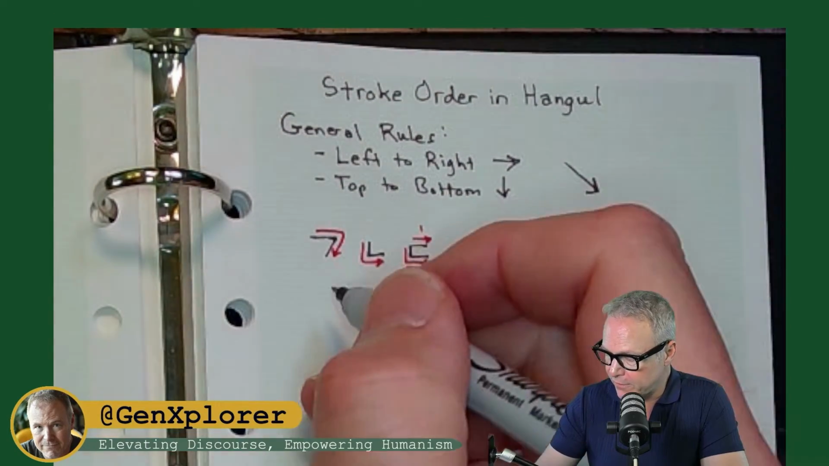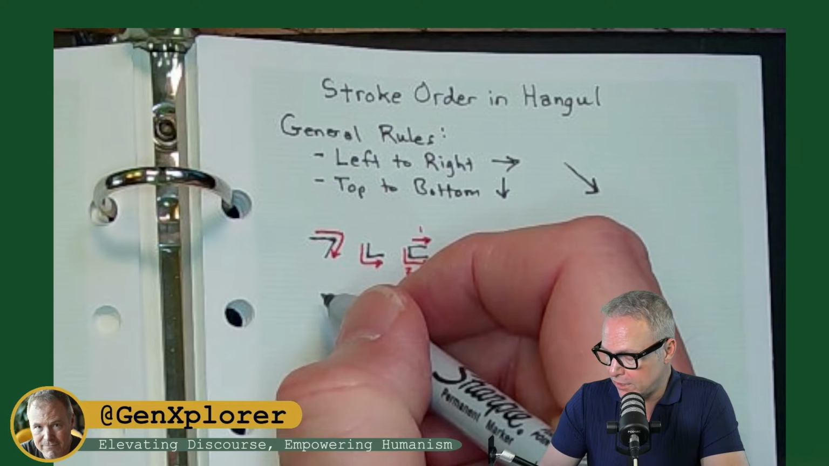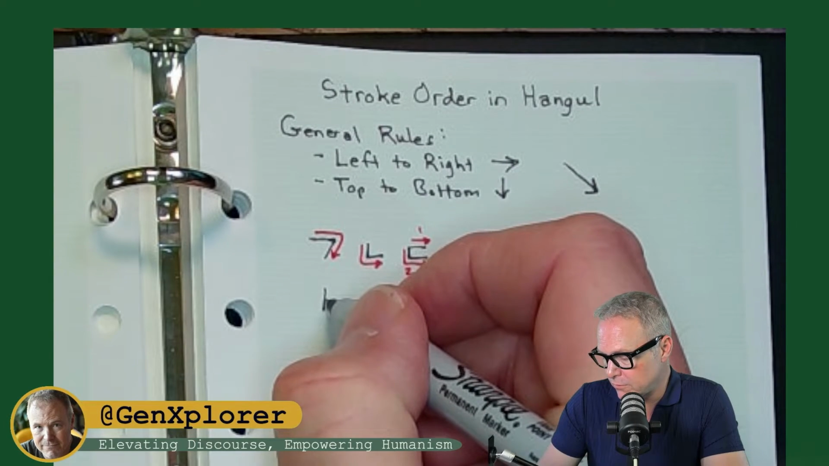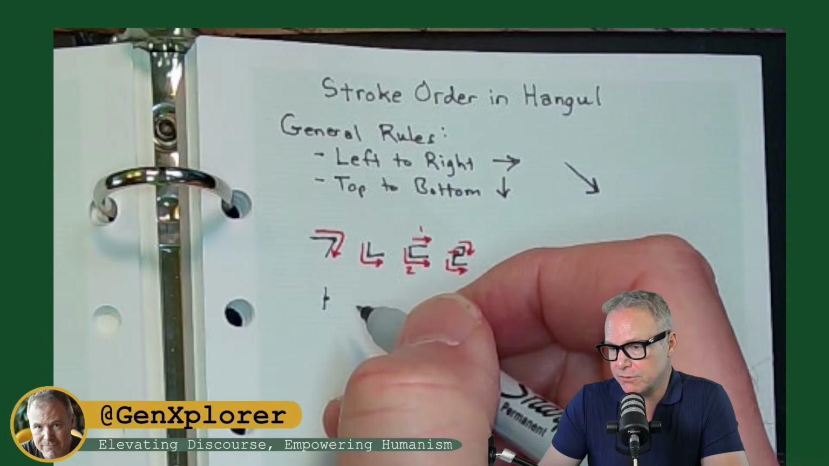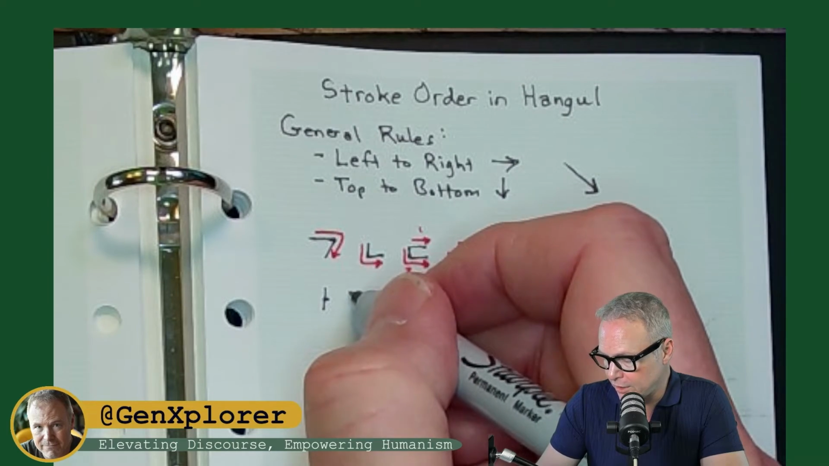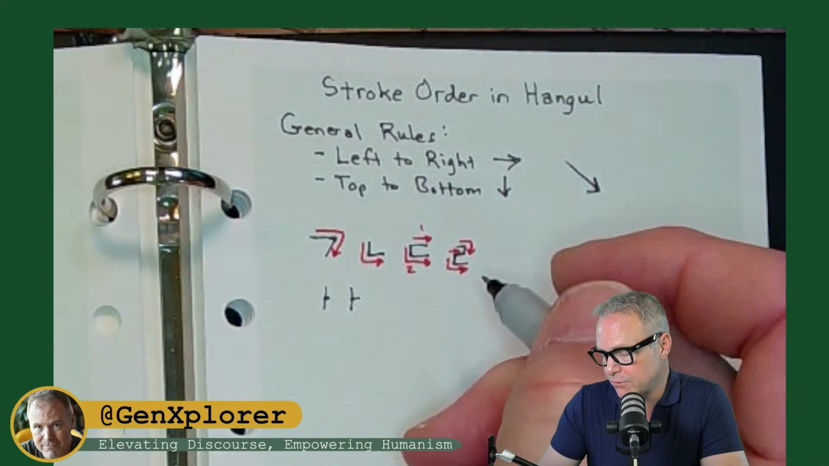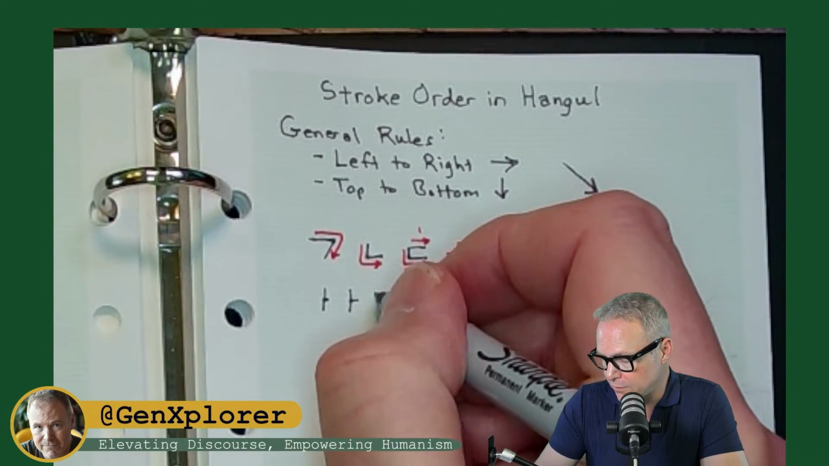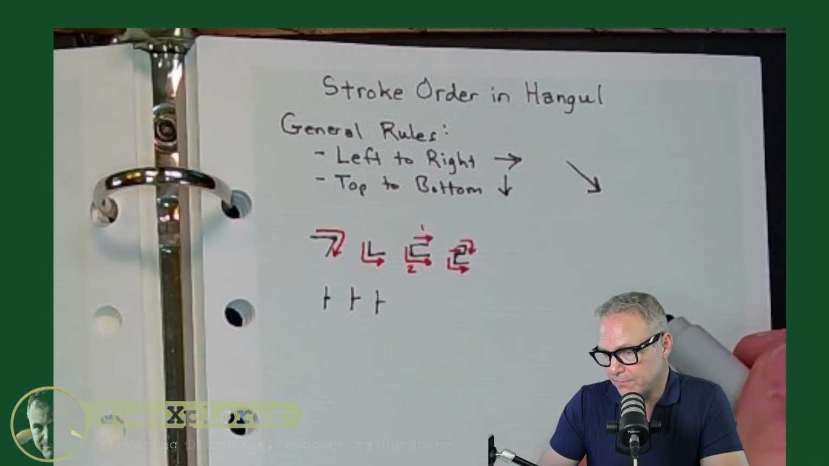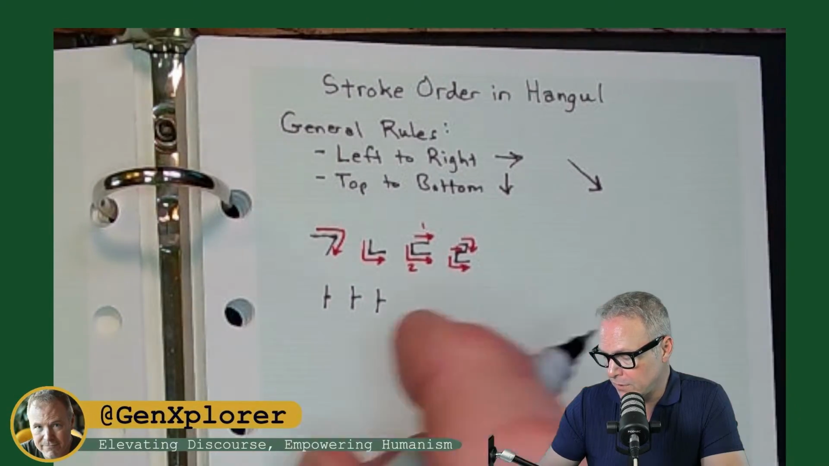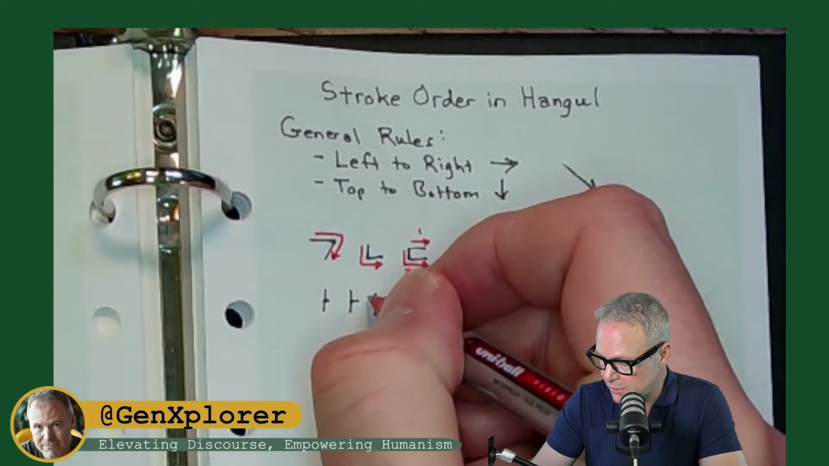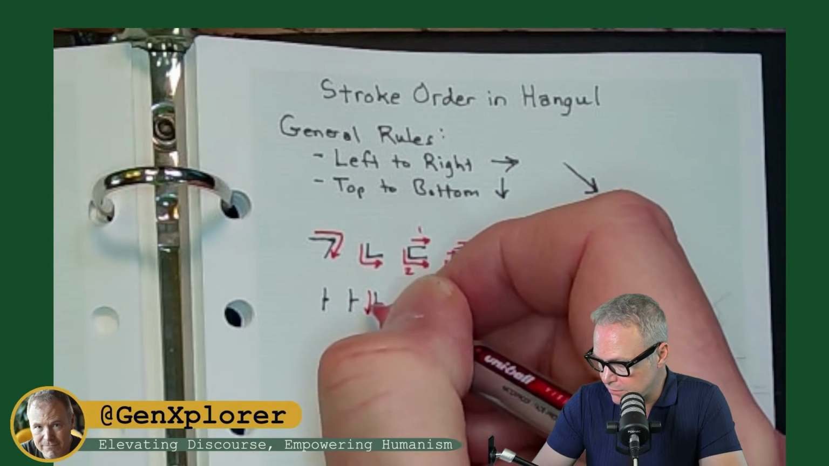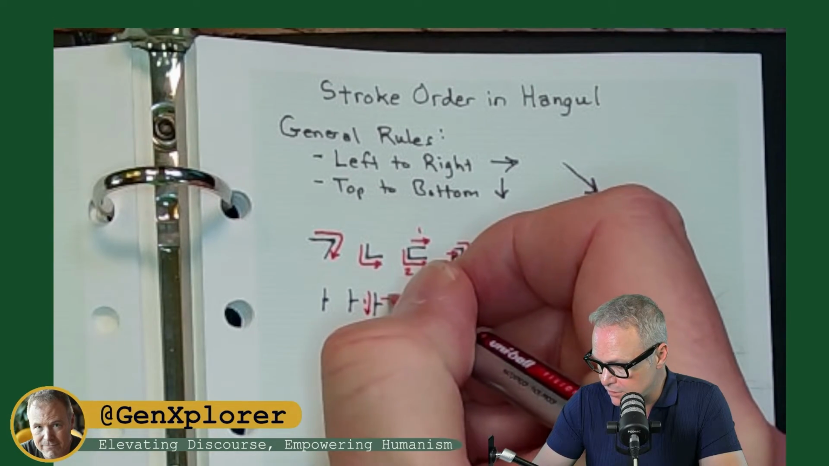We look at some of the vowels. The first vowel, a, one stroke down, small stroke over. Do that again. One stroke down, small stroke over. So this is stroke 1. This is stroke 2.